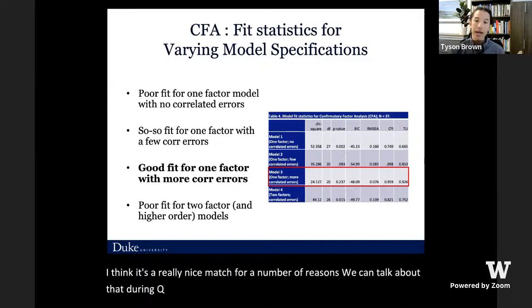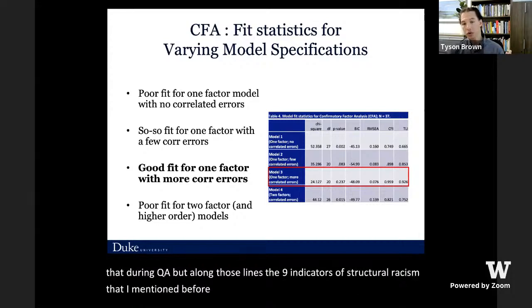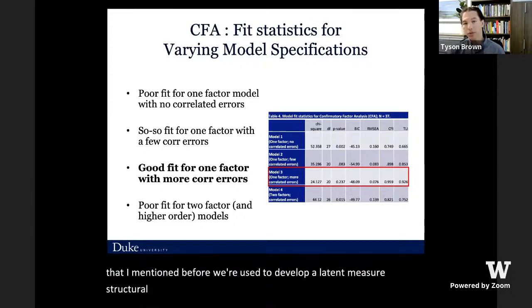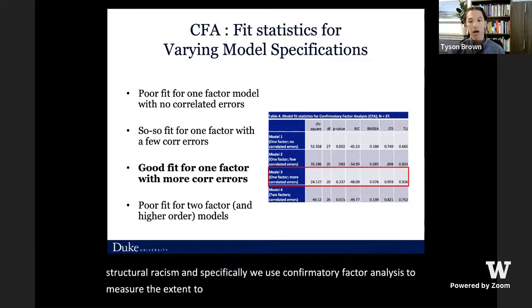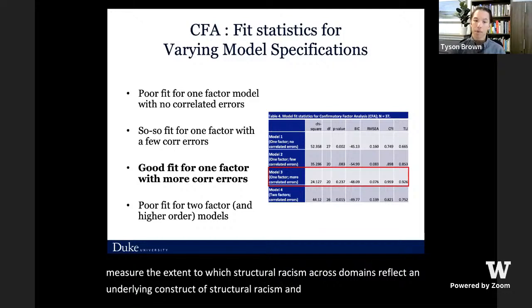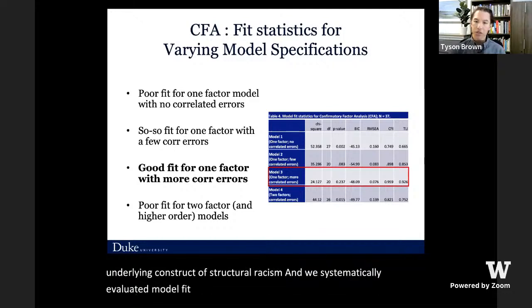But along those lines, the 9 indicators of structural racism that I mentioned before were used to develop a latent measure of structural racism. And specifically, we use confirmatory factor analysis to measure the extent to which structural racism across domains reflect an underlying construct of structural racism. And we systematically evaluated model fit using varying model specifications related to correlated errors and also dimensionality.